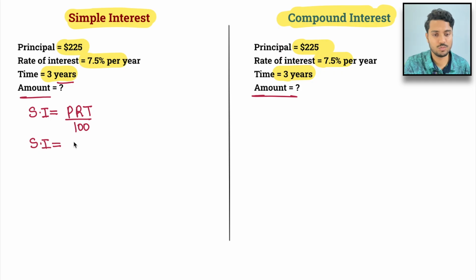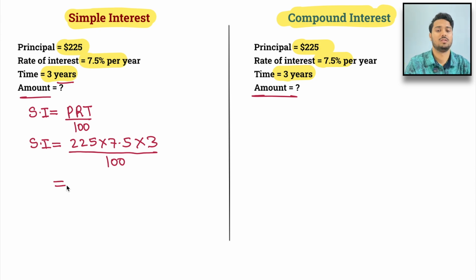So simple interest is going to be P, that is 225, R that is 7.5, T that is 3 years, divided by 100. The simple interest amount is going to be 225 multiplied by 7.5 multiplied by 3 divided by 100, and the answer is 50.625. So this is the simple interest. This is only the interest amount that I'm going to receive when I invest $225 at 7.5% rate of interest for the next 3 years.